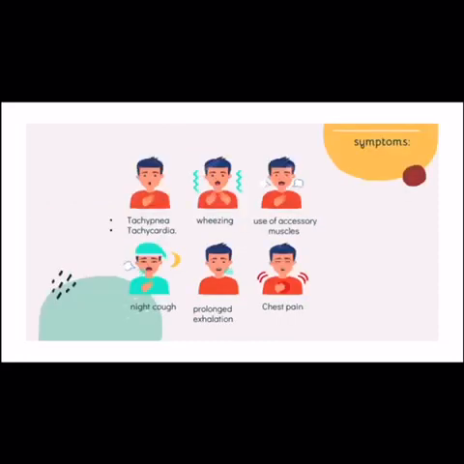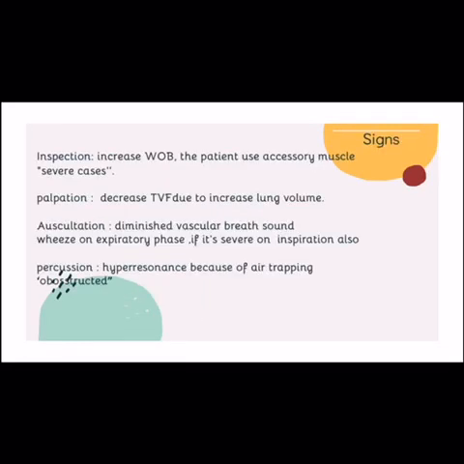The most common symptoms that the patient of an asthmatic attack complains about are tachycardia, tachypnea, wheezing, the use of accessory muscles in severe cases, night cough, prolonged exhalation, and chest pain of an asthmatic attack. On inspection, you will see the patient has an increase in work of breathing and he is using his accessory muscles to breathe in severe cases.